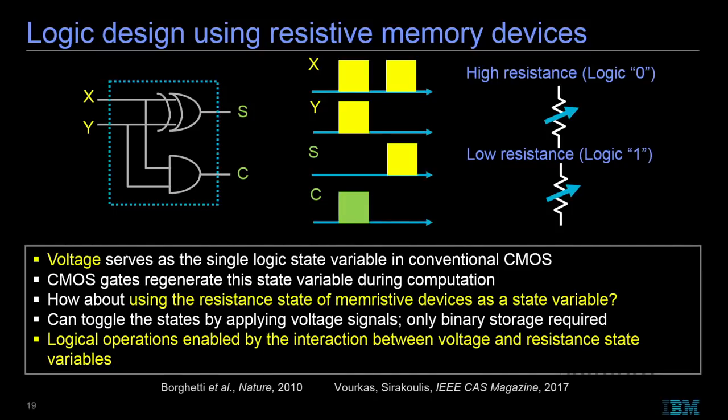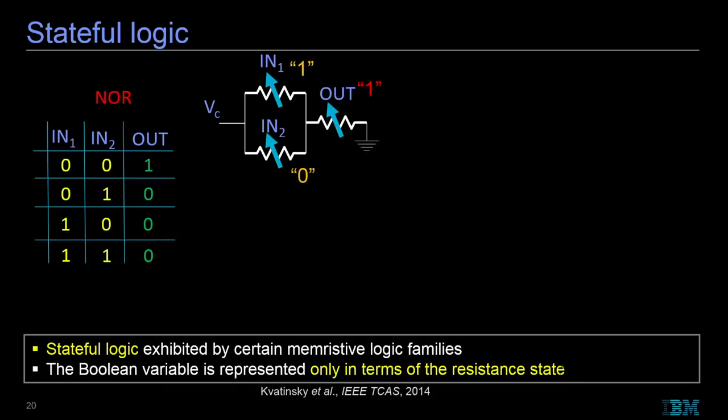In fact, people have, over the years, come up with many such logic families which comprise both these state variables, as opposed to just having voltage as a state variable. And why is it interesting? Because this gives you a natural pathway towards seamlessly integrating memory and processing in the same place. I've just focused on one such logic family, and that family has this very interesting property of statefulness. So what do we mean by statefulness? Stateful logic means that you only have one logic state. In this case, it's not voltage but resistance. So that means you only have resistance as the input and output.